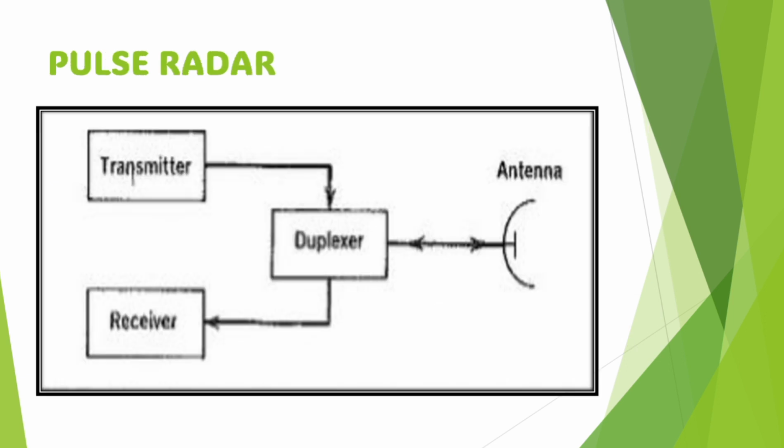Next, this is the block diagram of the pulse radar system. The pulse radar system mainly consists of three components. The first one is the transmitter, the second one is the receiver, and the third one is the duplexer. While connecting all these, the signal from the transmitter is sent to the receiver through an antenna. So these are the basic components of the pulse radar system.